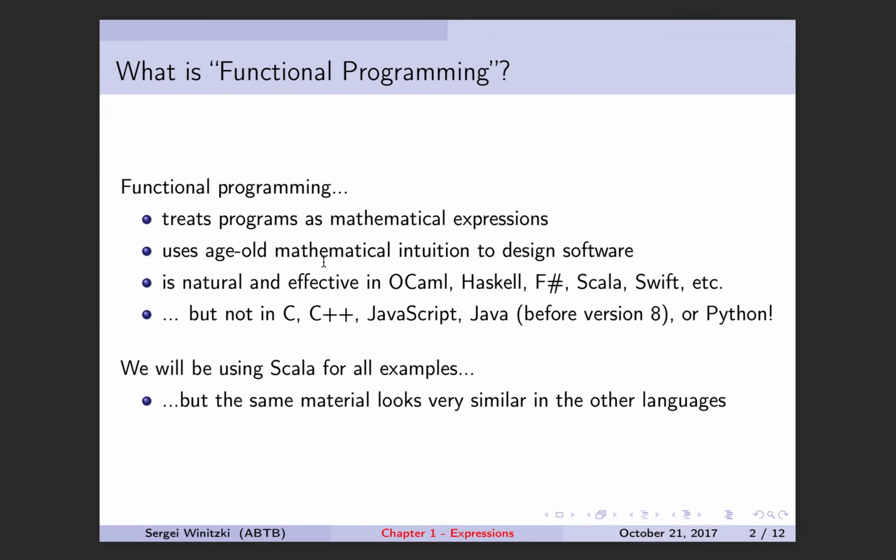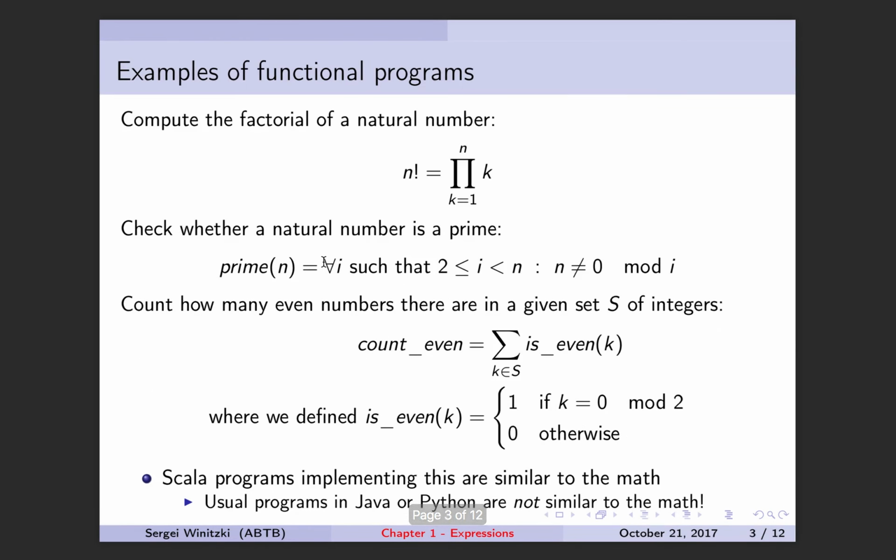The main idea is that functional programming follows the mathematical tradition and treats programs as mathematical expressions, which allows us to use mathematical intuition. For example, expressions such as these are written in the mathematical notation, and in functional programming are written as programs that very much resemble the mathematical notation. And I show examples in Scala of how each of these programs is written.